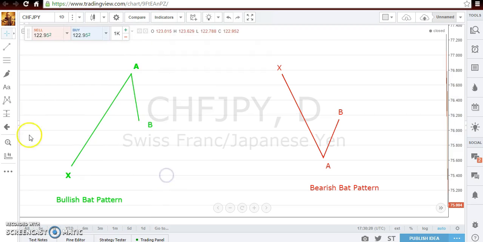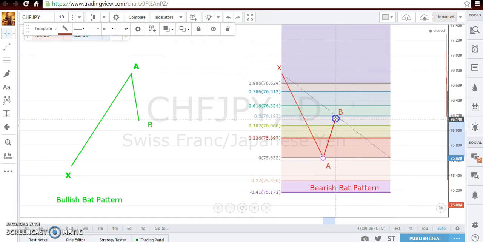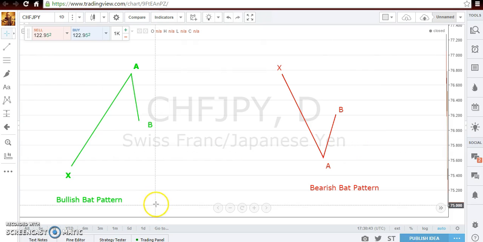The next thing to do is the same thing on the bearish bat pattern. So I'm going to go X to A, starting point to the end point. B must touch the 50% retracement. So there you go. You've got a valid A to B leg, or a valid B point of a bat pattern.